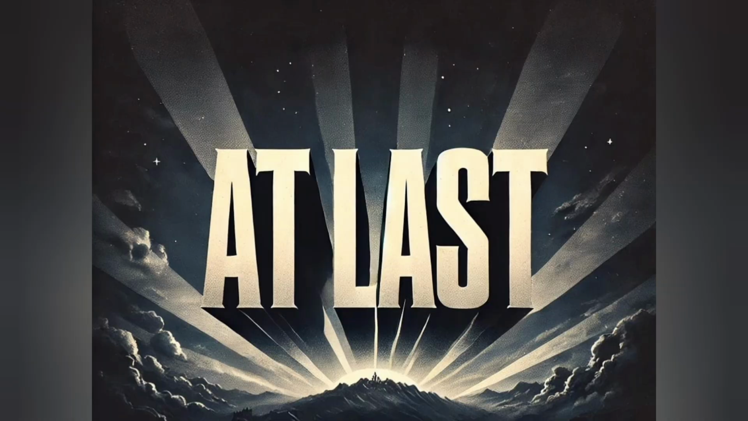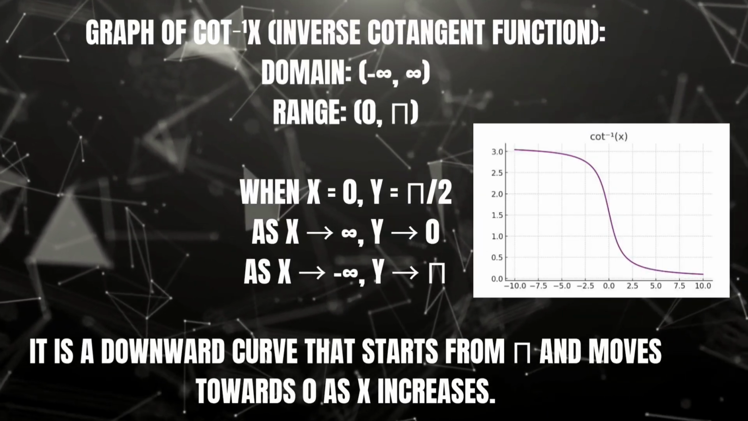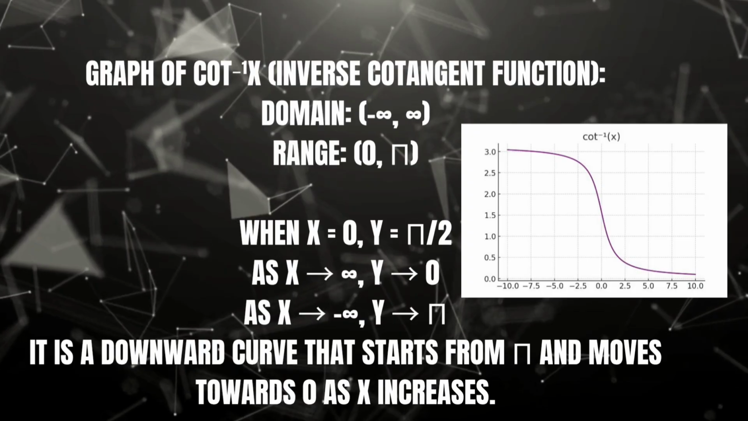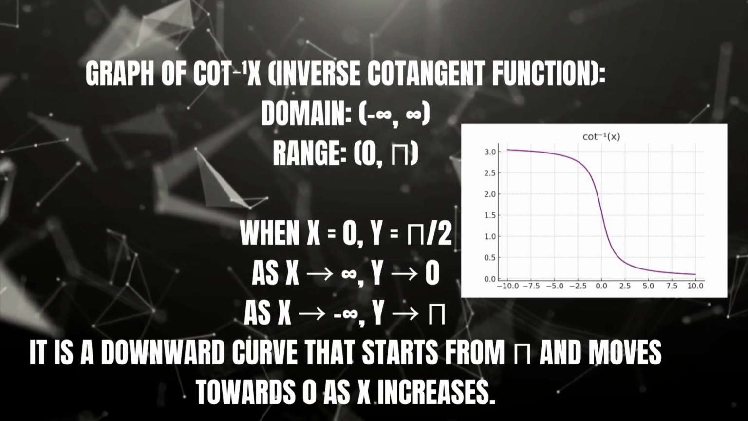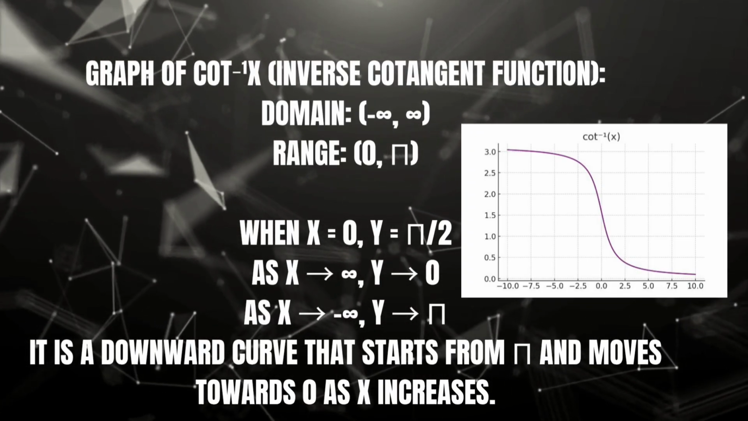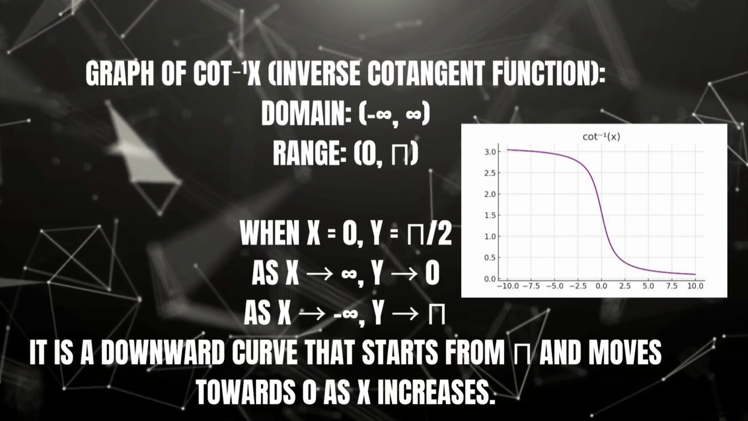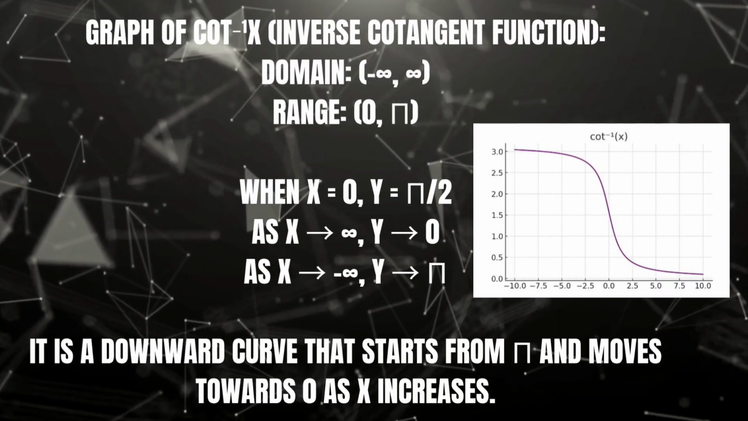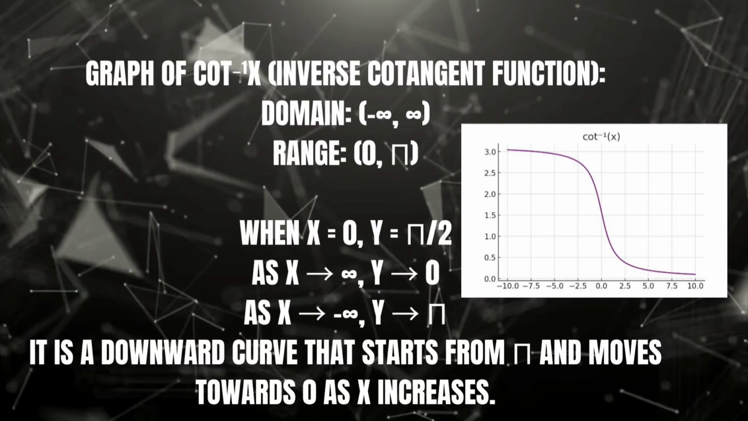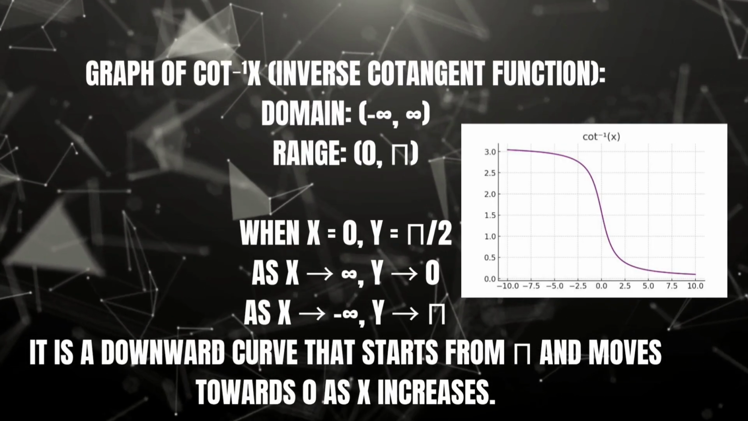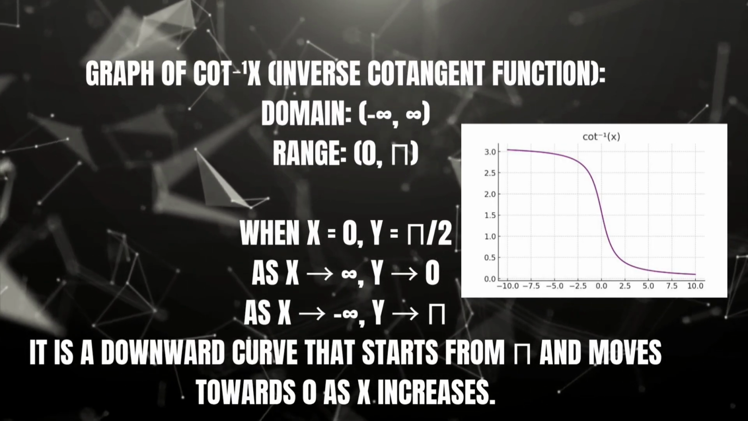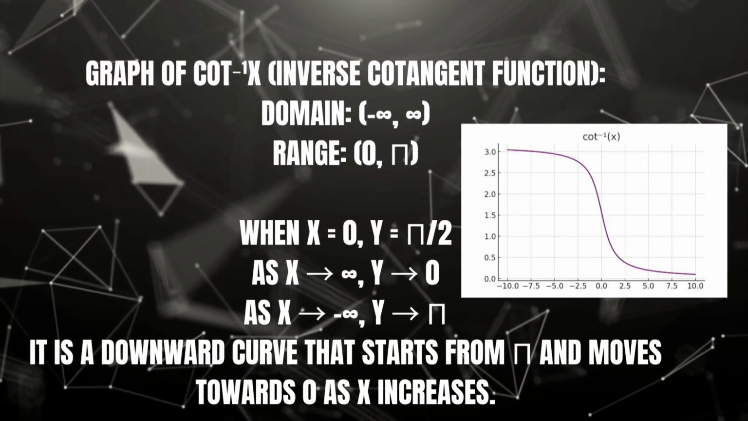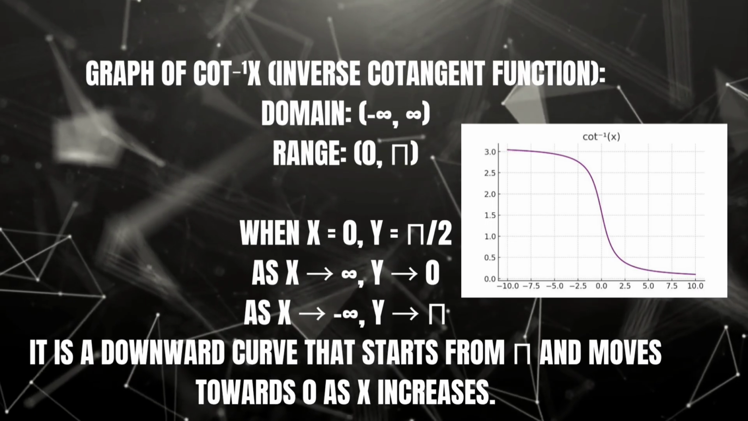At last, graph of cot inverse of x. See the figure, it is a curve of cot inverse. The domain is between minus infinity to infinity and range is 0 to pi, and when x equal to 0, y equal to pi by 2. When x tends to infinity, then y tends to 0. X tends to minus infinity, y tends to pi. So this is again a downward curve that starts from pi and moves towards 0 as x increases, right? It's for cot inverse of x.